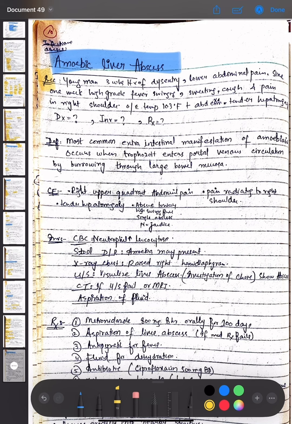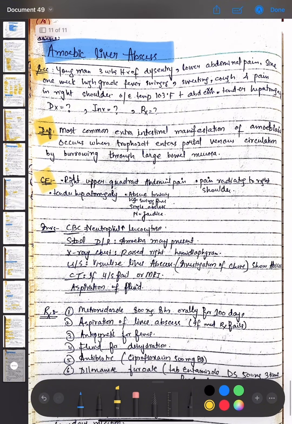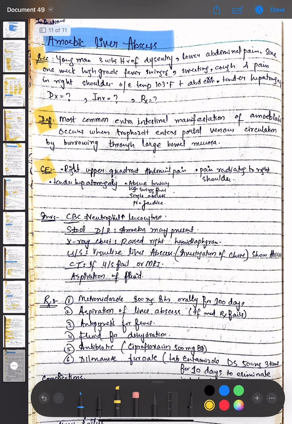So, the diagnosis, investigation, and treatment. The definition of amoebic liver abscess is that it is the most common extraintestinal manifestation of amoebiasis, which occurs when trophozoites enter the portal venous circulation by burrowing through the large bowel mucosa. The clinical features are right upper quadrant abdominal pain, pain radiating to the right shoulder, and tender hepatomegaly. Then toxicity, high swinging fever, single abscess, and no jaundice.